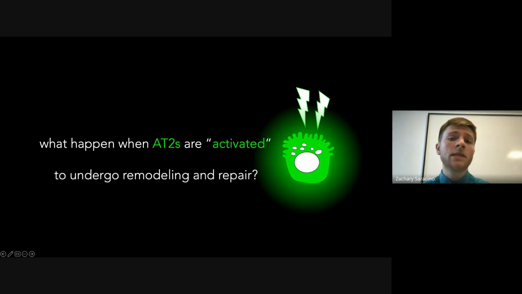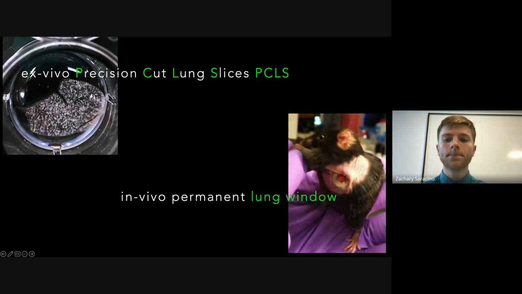And so definitely AT2s are key players in this process, and that is why we decided to look at them when activated post-injury in greater detail. Next slide. And so that brings us to here. To be able to follow the injury repair in real time, we've taken two approaches. One is lung tissue slice culturing, which I will be explaining on the next slides, as well as in vivo lung imaging using a permanent lung window, which is what my colleague focuses on.